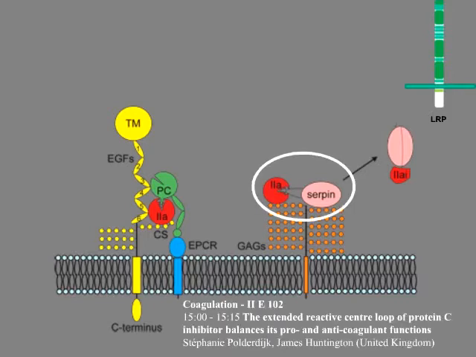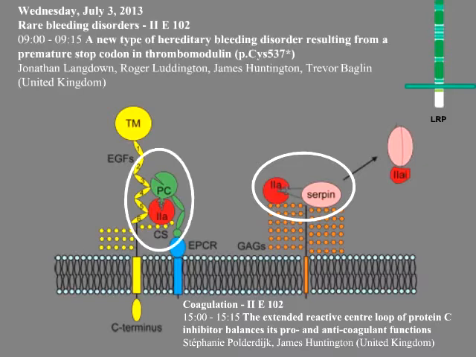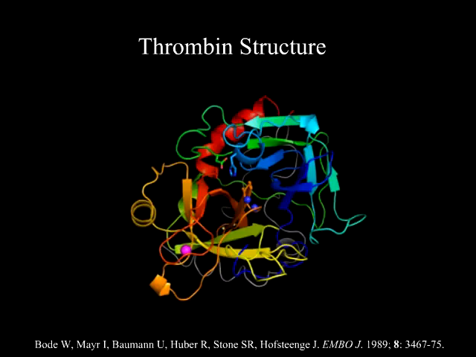There is another talk that I'm going to draw your attention to by a graduate student in my group, Stephanie Polderdijk, who's going to be talking about how protein C inhibitor inhibits both thrombin and APC in a manner that's dependent on the size of its reactive central loop. And a really interesting talk by Jonathan Langdown, who is showing a rare bleeding disorder from a family that have a truncation in the thrombomodulin gene so that it actually gets shed, and that leads to an increase in bleeding in these people. So that's thrombin's life cycle.